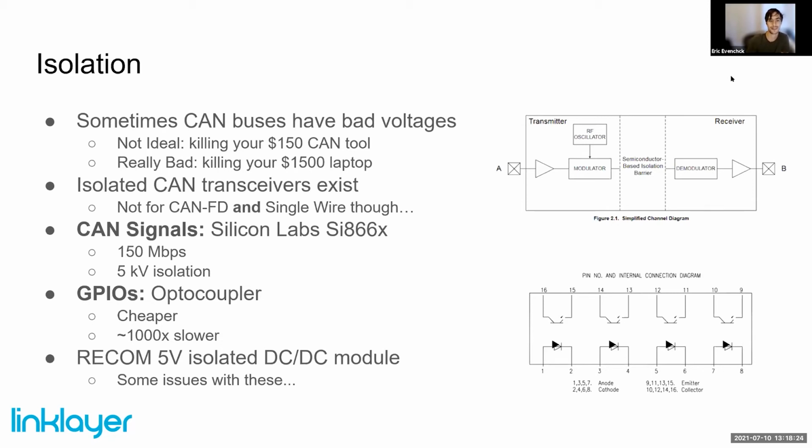And then the last part of the isolation: this is for the signal isolation, but you also need isolated power. And for that, I ended up with this Recom 5-volt isolated DC-DC module. These are a very neat part because if you don't want to deal with designing and laying out your own isolated DC-DC, which I did not, it's sort of an all-in-one solution. The only problems are they're not the cheapest, but also this was sort of the highest failure rate.